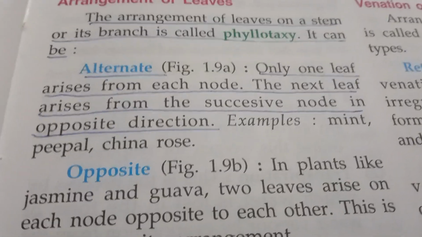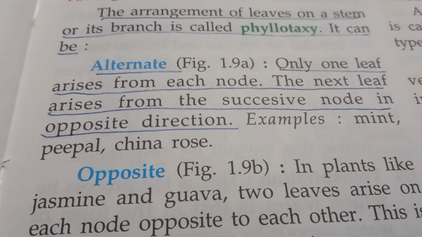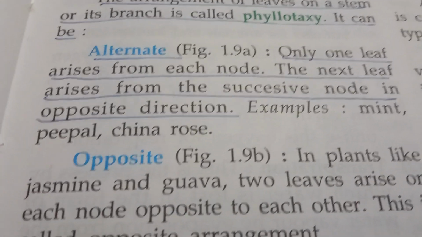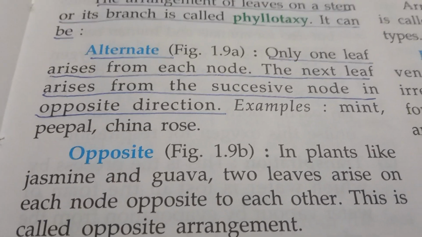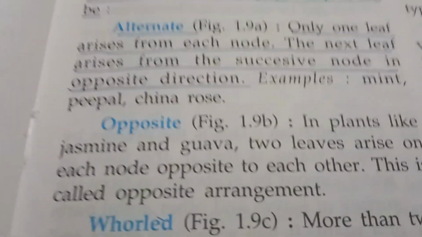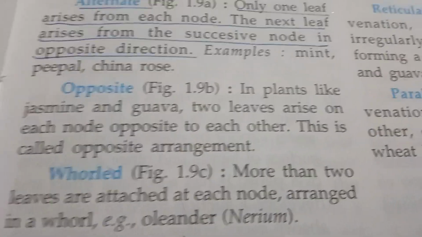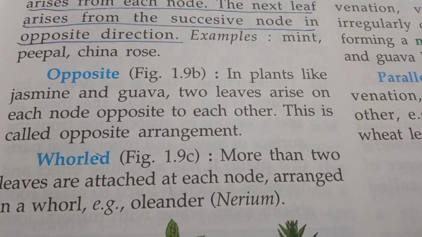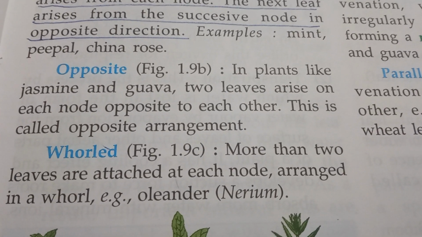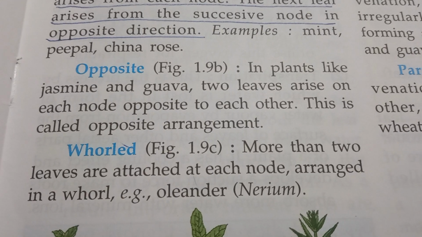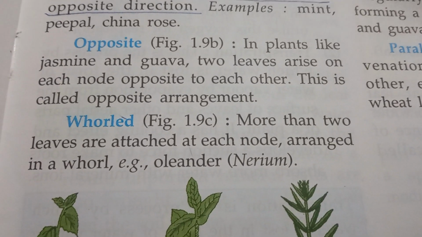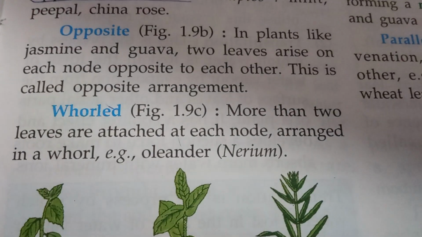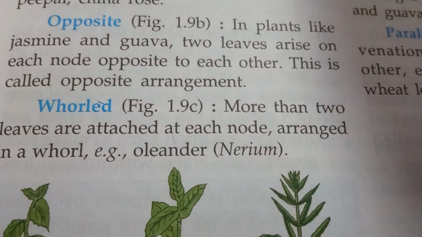Arrangement of leaf: alternate. Only one leaf arises from each node. The next leaf arises from the successive node in the opposite direction. Example: mint, peepal, China rose or hibiscus. Opposite: in plants like jasmine and guava, two leaves arise on each node, opposite to each other. This is called opposite arrangement. Whorled: more than two leaves are attached at each node, arranged in a whorl. Oleander or nerium. These are two names for one kind of plant.